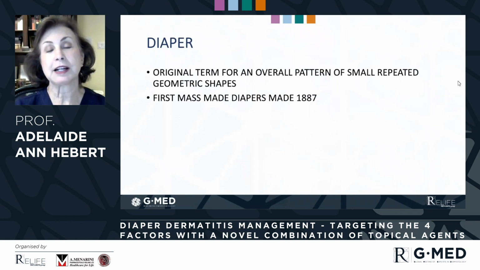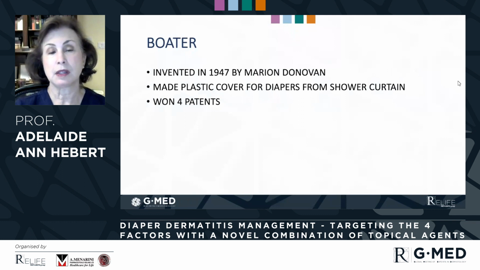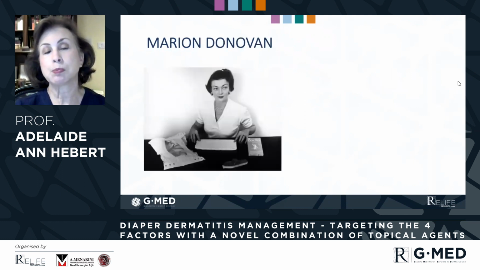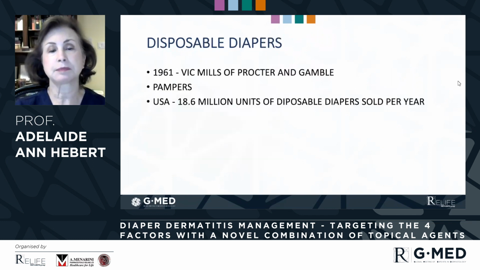Now, the diaper was originally constructed as a small triangular piece of cloth. These were made in mass production as early as 1887. There was a boater invented in 1947 by someone named Marion. She actually made a plastic cover of diapers from a shower curtain so that the diapers wouldn't leak, and she won 4 patents. She couldn't get anyone to hire her, so she went into business for herself and actually sold her company early on for $1 million. Here she is depicted with her early construct of a diaper and a diaper cover that was plastic.